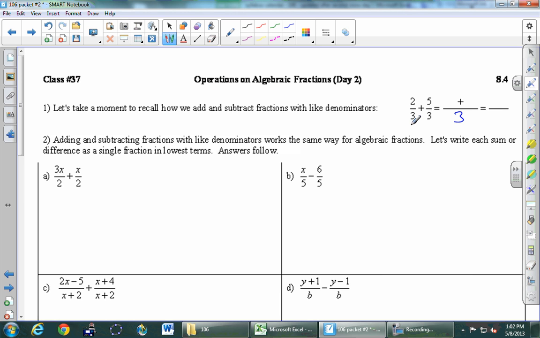And then upstairs, you wouldn't ever normally write that, but I'm just going to be really explicit. You're doing 2 plus 5 on top. It happens that that's 7. But I just really want to be clear. When you have two fractions with the same denominator, you get to add the things that are on top. Yes? Okay. Number 2. Jenny, are you ready?